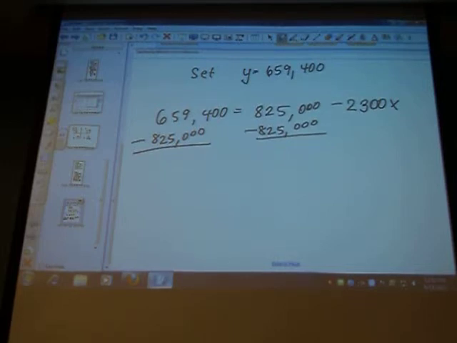And you guys just pretend that I'm not using a calculator. I'm using a calculator.